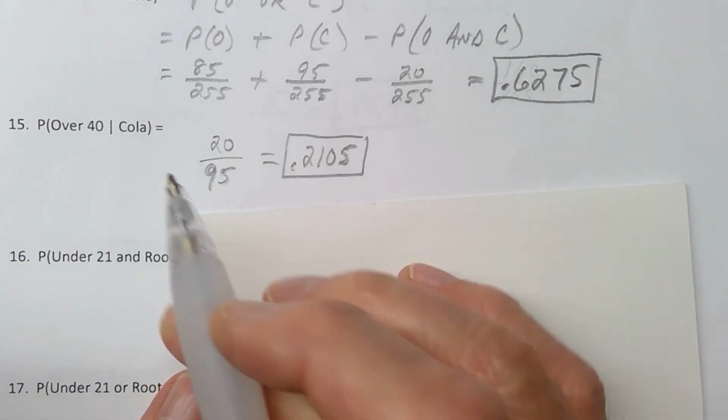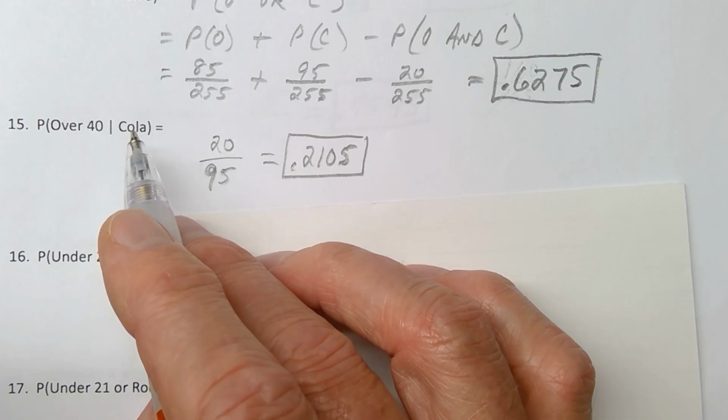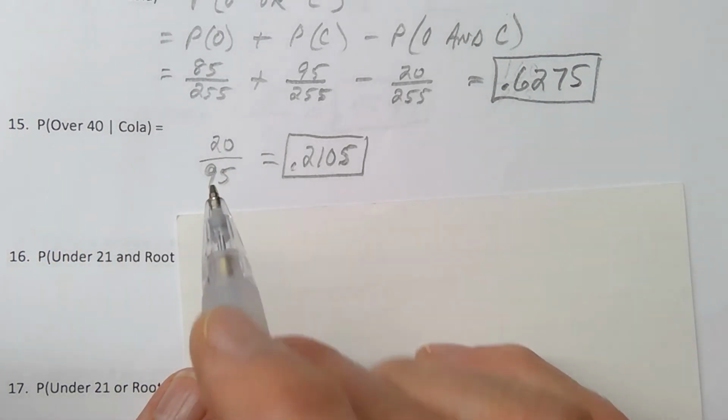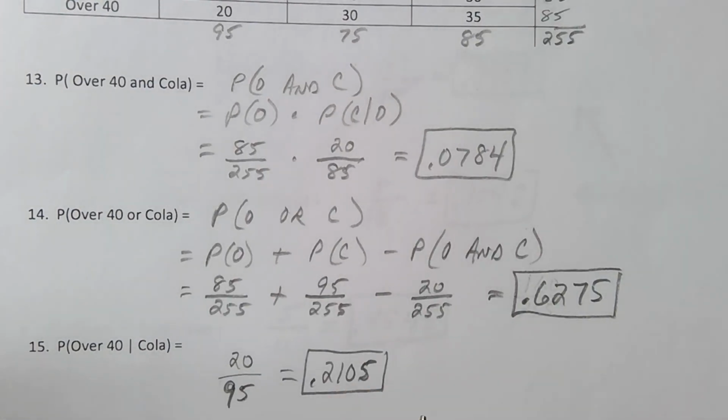So how many over 40, given that we're just looking at the cola people? There's 95 of them. Out of those 95, 20 are over 40. All right, guys, and I think I'm going to stop there.